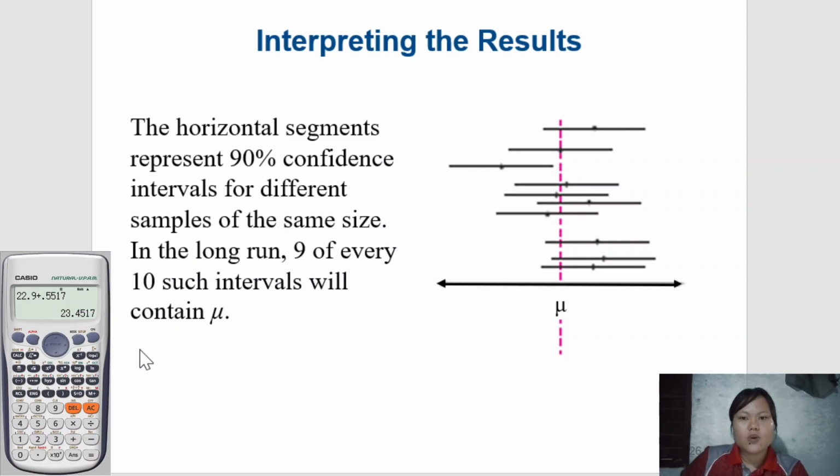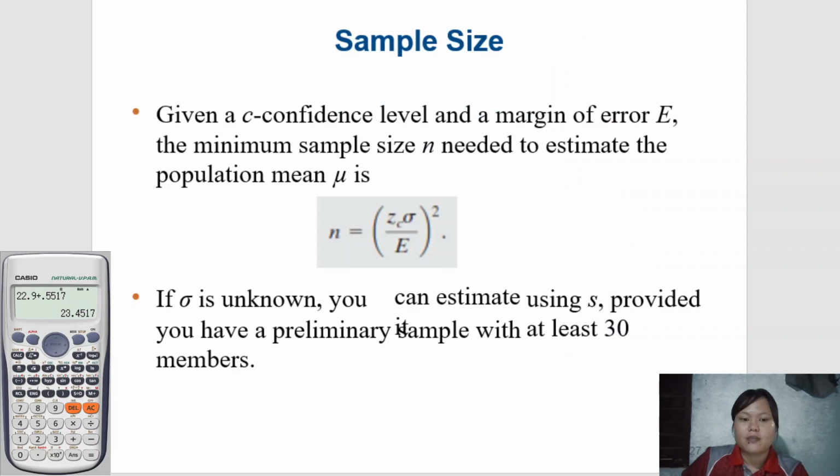Okay, so the horizontal segments represent the 90% confidence interval for different samples of the same size. So as you can see here, yung kinompute yung interval kanina, halimbawa, ito yung minimum, ito yung maximum. Okay? So, nag-range dyan yung value, yung point estimate ninyo. Okay? So, again, that's how you would be interpreting your results for your confidence interval.